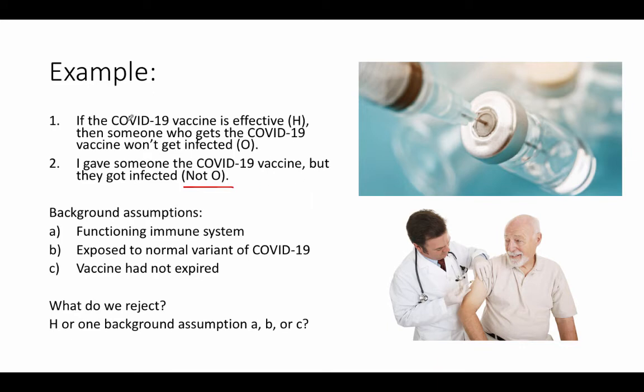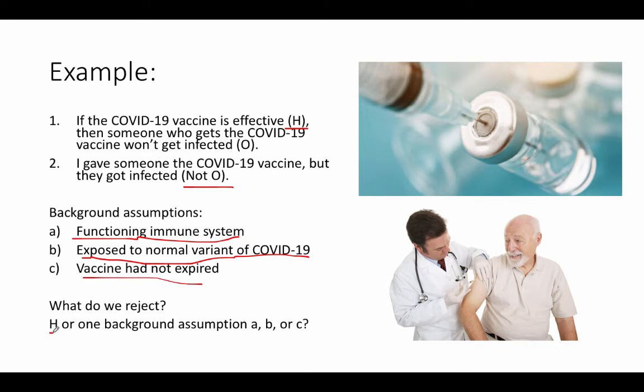Here's the deal, though. Should I reject the hypothesis or one of these background assumptions? We also assume that when we give the COVID-19 vaccine to someone, they're going to have a functioning immune system. They're not immunocompromised or immunosuppressed. We expect that when they're exposed, they're going to be exposed to the normal variant of COVID-19. And we also suppose that the vaccine has not expired. So if you give the COVID-19 vaccine to someone, but they still get infected, what do you reject?